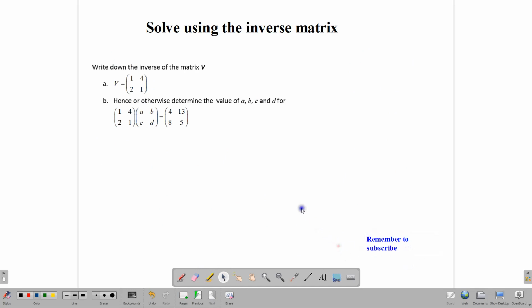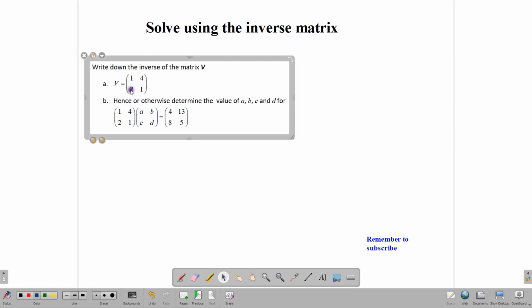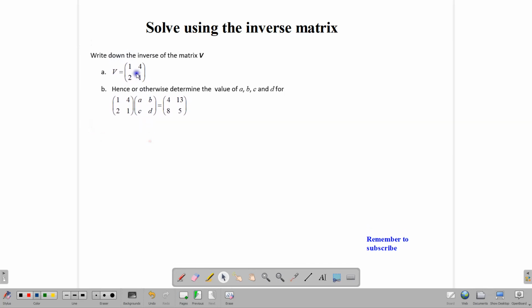4 unknowns, A, B, C, D, and it has a coefficient matrix 1, 4, 2, 1. So we're to write down the inverse of matrix V. Remember, to find the inverse of matrix V, we first need to find the determinant. So the determinant of V is equal to 1 times 1 minus 2 times 4, which gives us 1 take away 8. And so our determinant is negative 7.